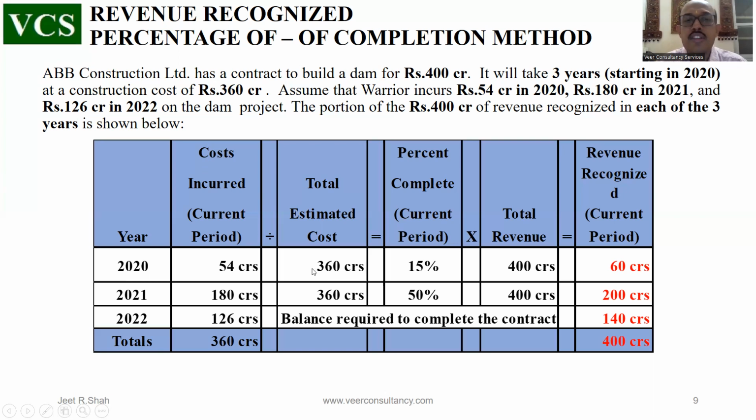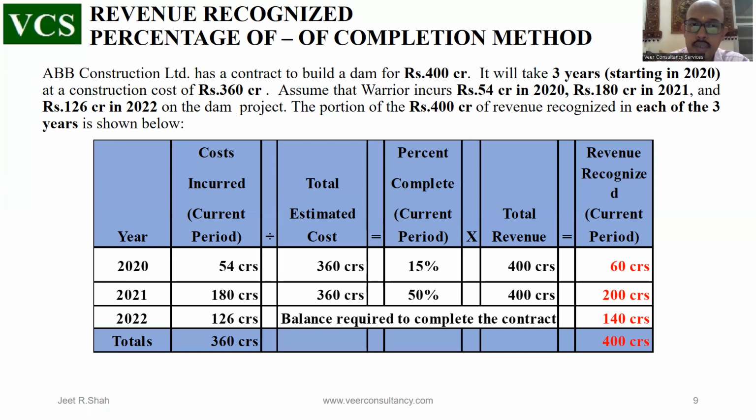So if I take this as the base, it means that out of the 60 crores, you have already incurred rupees 54 crores. So how much contract might you have completed? 15% of the contract. Now 15% of the contract is completed. Total contract size is 400 crores. So when I multiply 15% into 400 crores, what I get is 60 crores. So the top line or the revenue for the period of 2020 would be 60 crores as per the percentage of completion method.